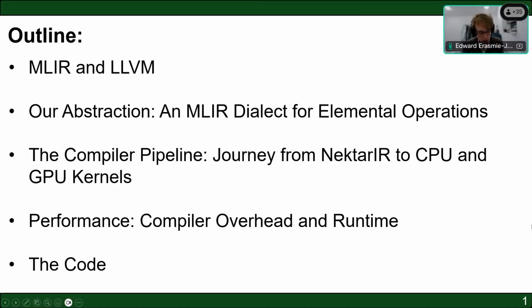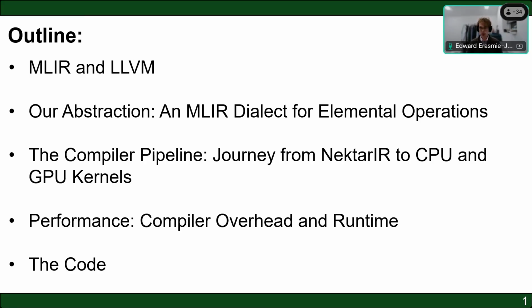Yeah, so in my part of the talk, I'm going to be discussing the development of our domain-specific compiler so far. I'll start by explaining what MLIR and LLVM are, how we use them, and why they make developing a domain-specific compiler easier. Next, I'll show off our abstraction and the MLIR dialect we have developed for these elemental operations, what the IR looks like, as well as some of the design principles that have guided us through the development so far.